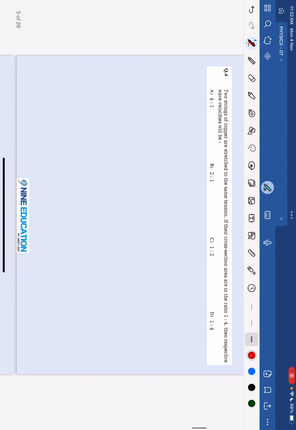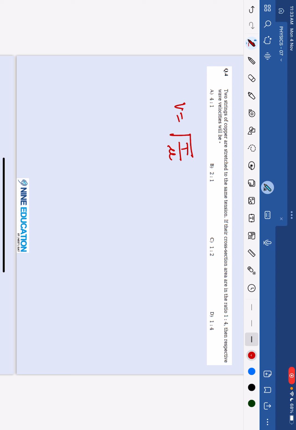Next question. Two strings of copper are stretched to the same tension. If the cross-sectional areas are in the ratio 1:4, the respective wave velocities are? We know the wave velocity in a string is given by root T by mu, correct?